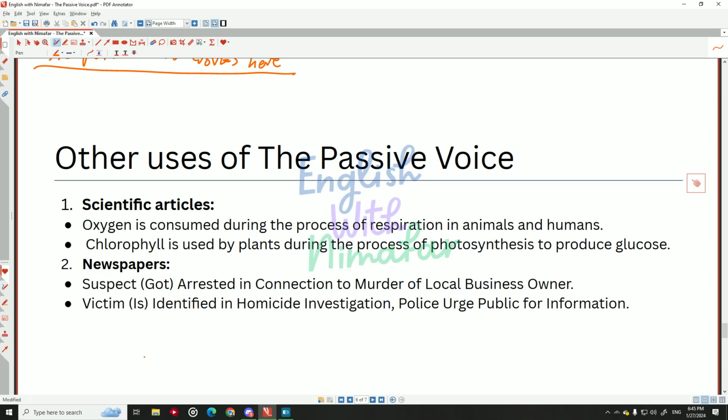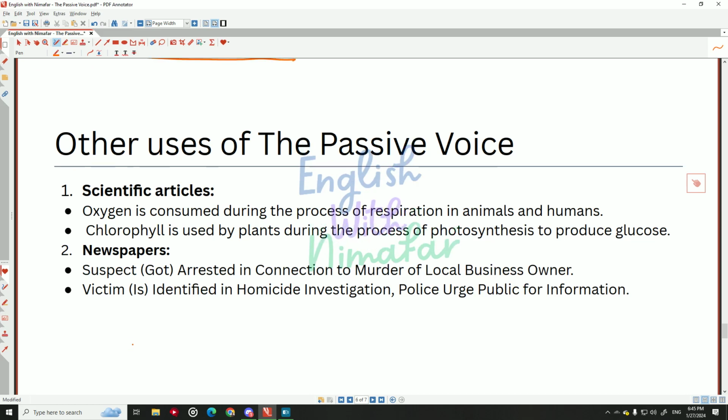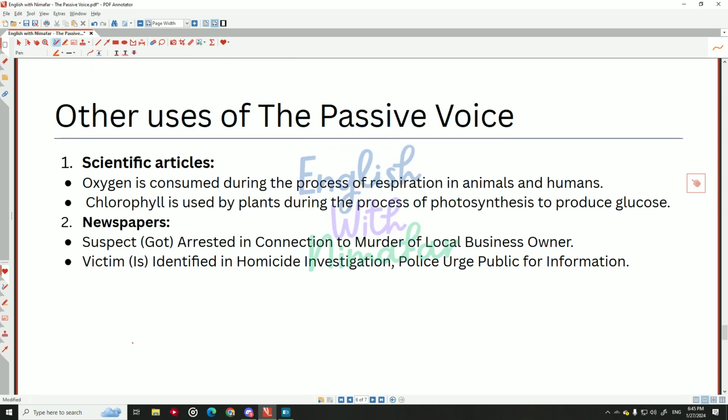So suspect arrested means the suspect got arrested. Or victim identified. It means the victim is identified. So, victim identified in homicide investigation. Police urge public for information. Urge means like asks, something like that. So in newspapers and scientific articles, we can see that.